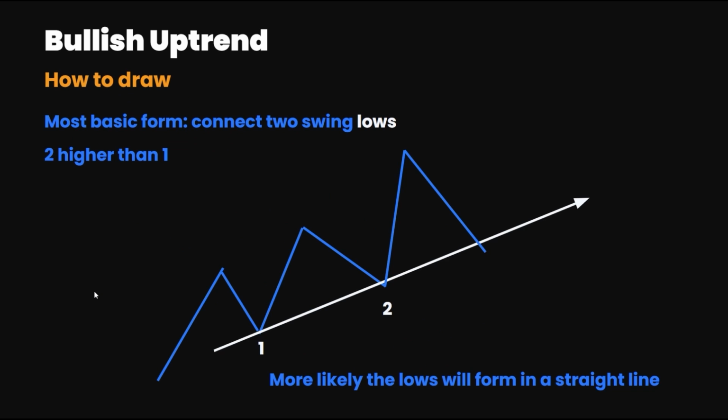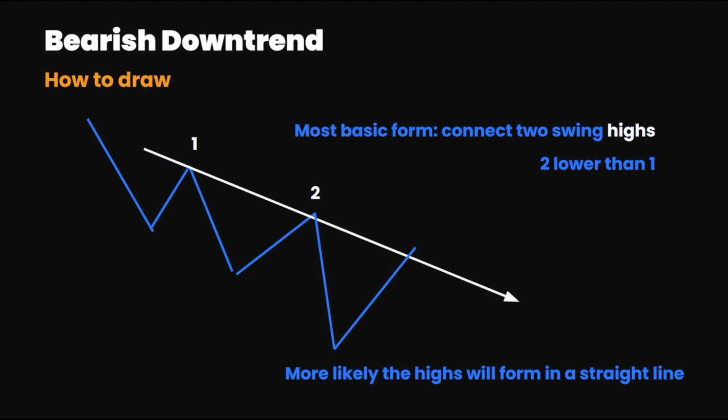So remember, for a bullish uptrend in price, the probability is slightly higher that the swing lows will conform to a straight line, and that is why we draw from underneath. For a bearish downtrend, the probability is slightly higher that the swing highs will conform to a straight line, and that is why we always draw from above.